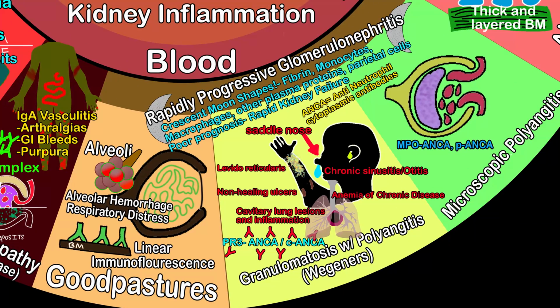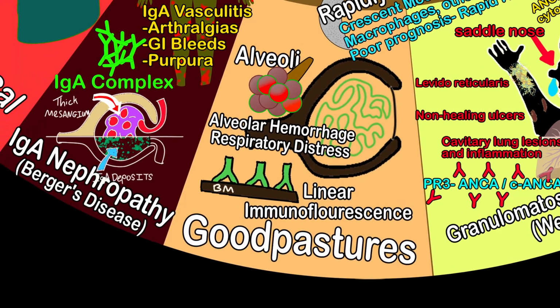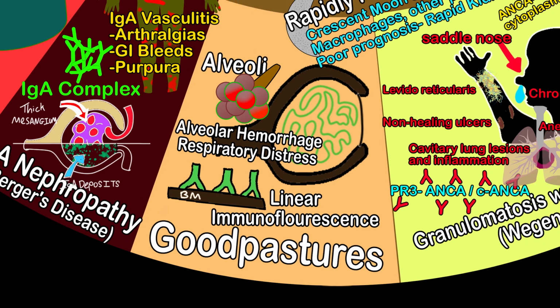Here we have a group called rapidly progressive glomerulonephritis. And this is where all those ANCA antibodies start coming in. Goodpasture is autoantibodies against the glomerular and alveolar basement membranes, which means you can have lung problems along with nephritis. It characteristically has a linear look on immunofluorescence.